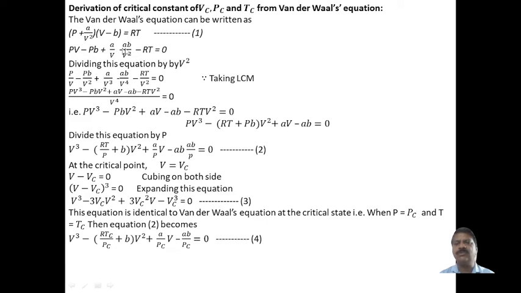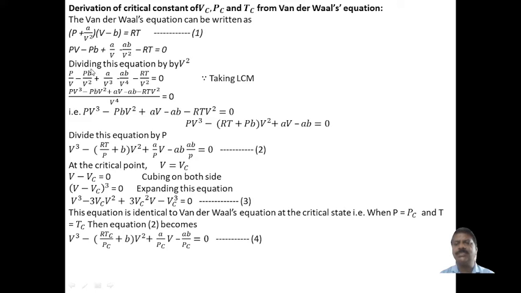Now divide this equation by V². What happens after dividing by V²? I will get P/V - Pb/V² + a/V³ - ab/V⁴ - RT/V² = 0.